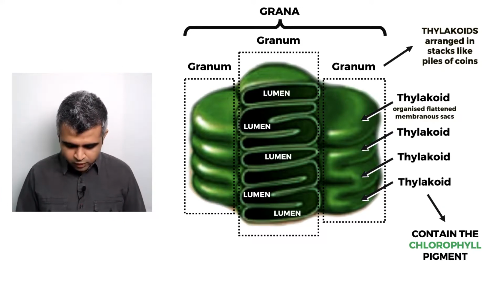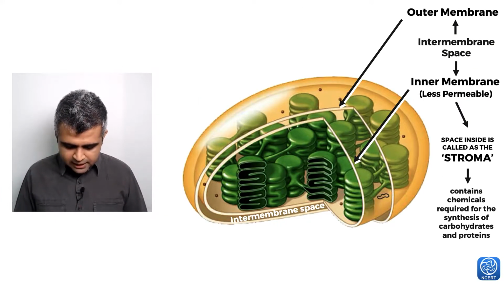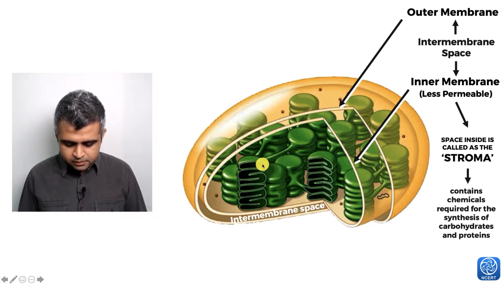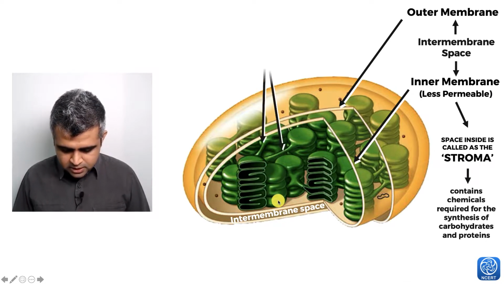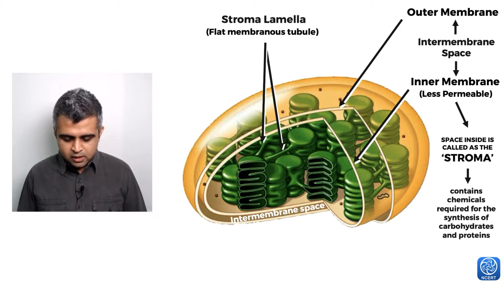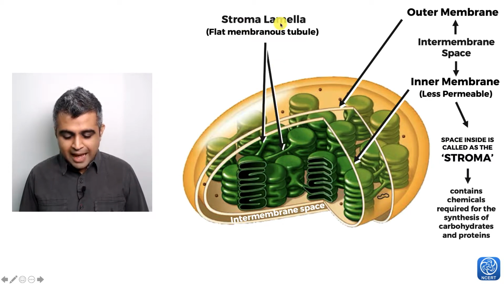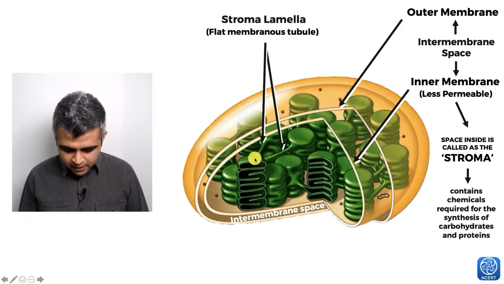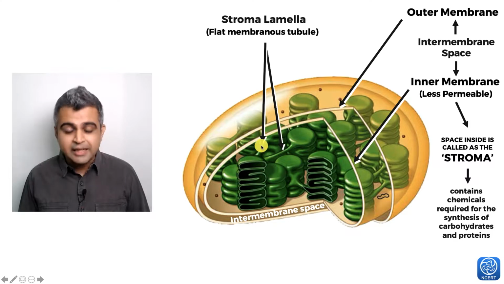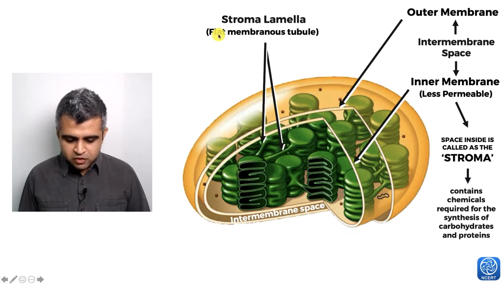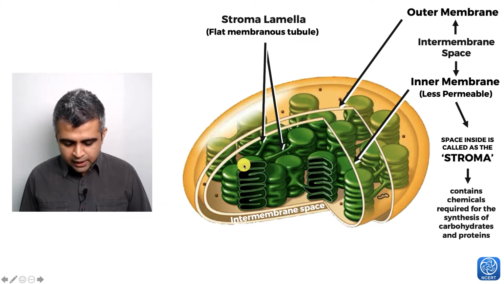Okay, moving on. Now you can see that this structure here is going to be called the granum, and these individual structures are called thylakoids. This is now going to become even more clear: what is the stroma lamella connecting? The stroma lamella, you can see, is connecting all these stacks of coin-like structures, so it is connecting the grana. The main function of the stroma lamella, the flat membranous tubule, is to connect the various grana together, as you can see here, everywhere in this diagram.